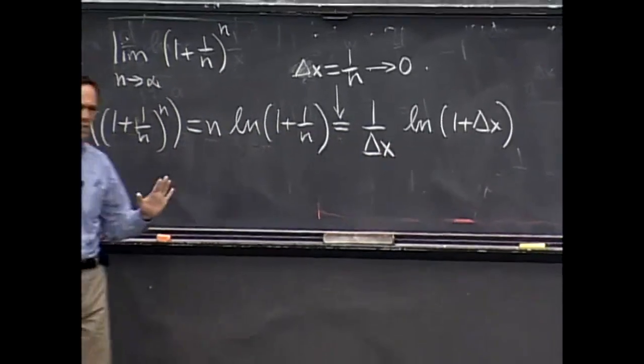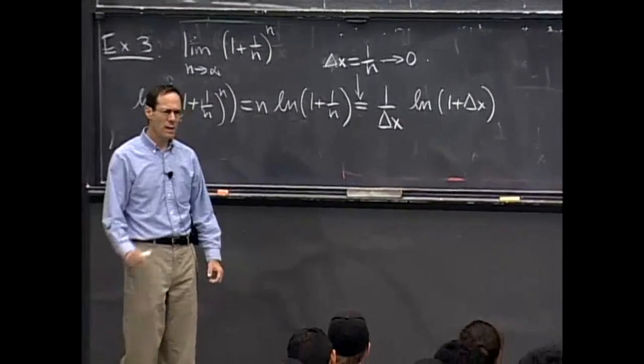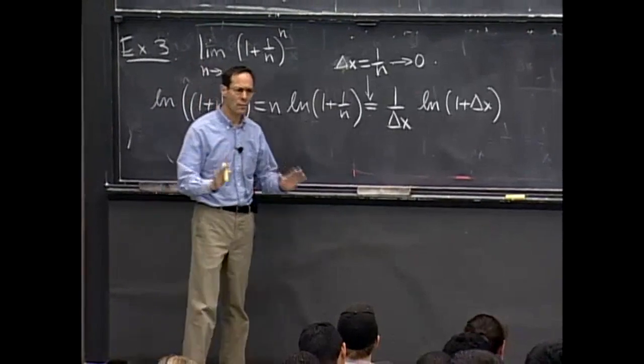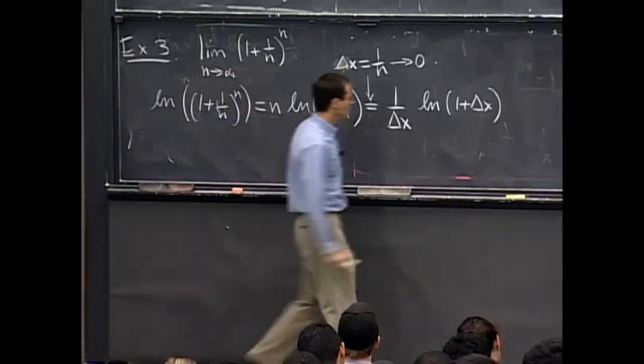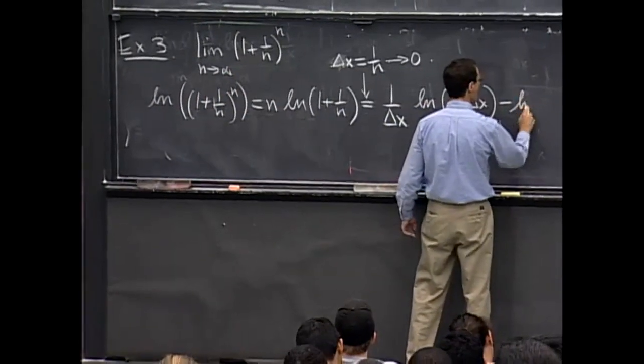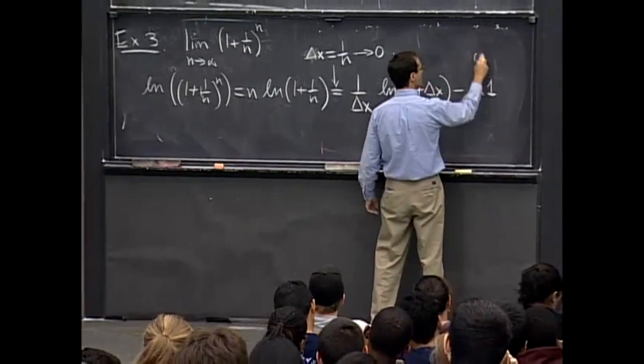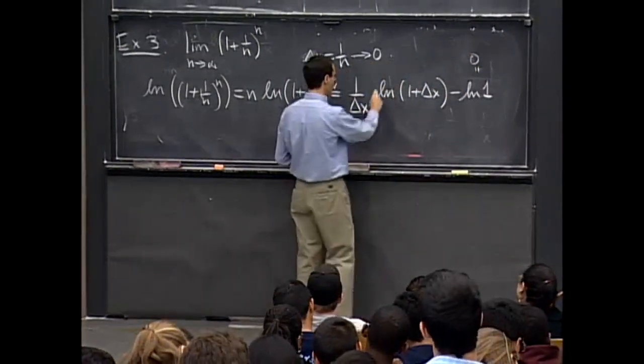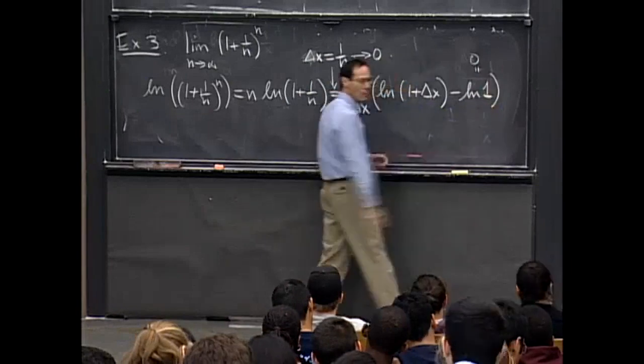Now I want to change this in a very, very minor way. I'm going to subtract 0 from it. So that's the same thing. What I'm going to do is subtract log of 1 from it. That's just equal to 0. Right? So this is not a problem. And I'll put some parentheses around this.